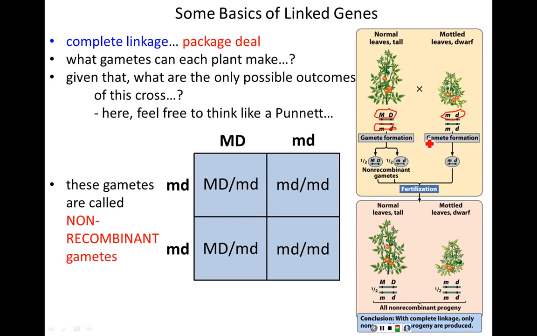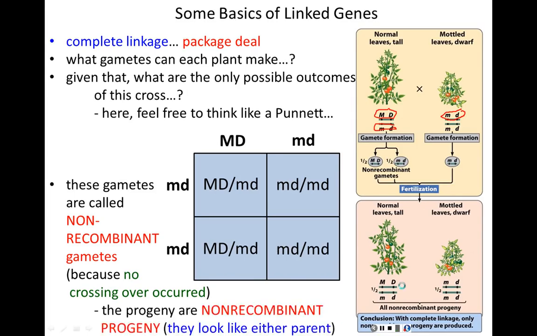These gametes are called non-recombinant gametes. Know that term. Be comfortable with these terms. These gametes are called non-recombinant gametes because they are the result of there being no recombination. Non-recombinant, no recombination. And in line with that, the offspring are called non-recombinant progeny, because they are the result of gametes that did not undergo recombination. The best way to understand this, or memorize it if need be, is that non-recombinant progeny look like one parent or the other. Right?